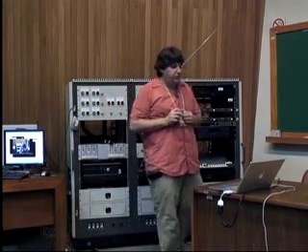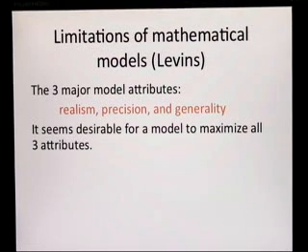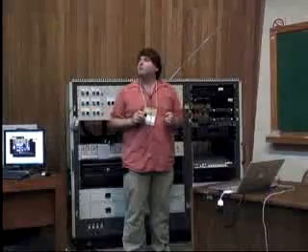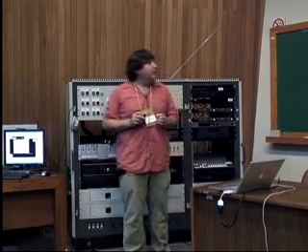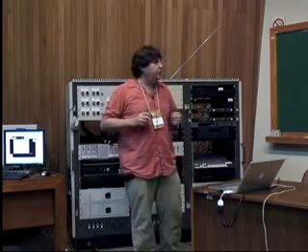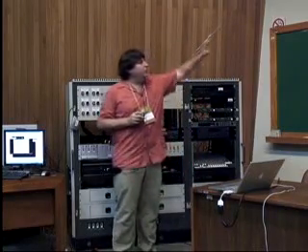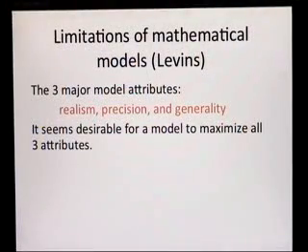Precision is that the output of the model quantitatively describes the biology. So that means that in real life, 10% of the population is always infected, and your model predicts 11% of the population is always infected. And then generality, of course, means your model applies to many systems. And of course, if a model is precise, then it's realistic.